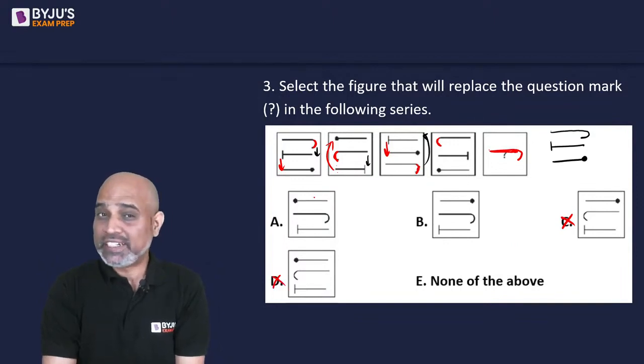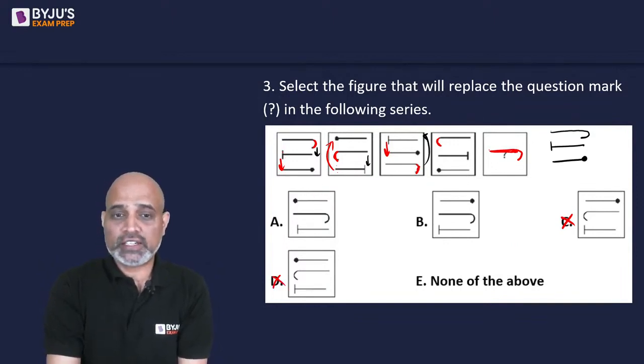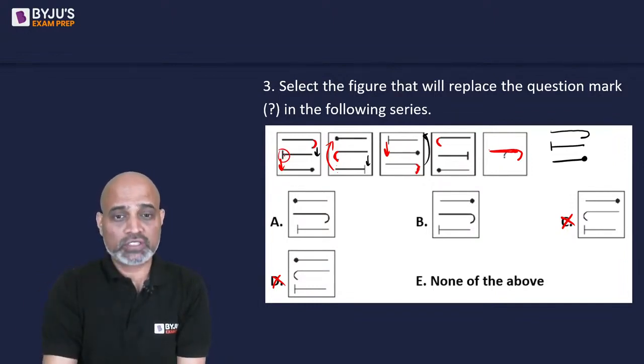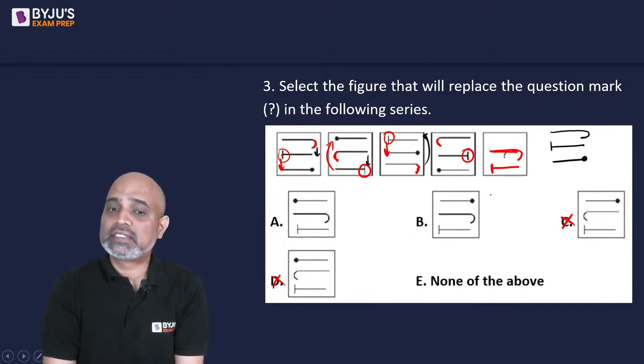Let's look at the figure T. The T bone structure was on the left hand side, then it moved to the right hand side, then to the left, then to the right. Then this T will move further down and its turn should be towards the left hand side. So A and B, they both make sense.